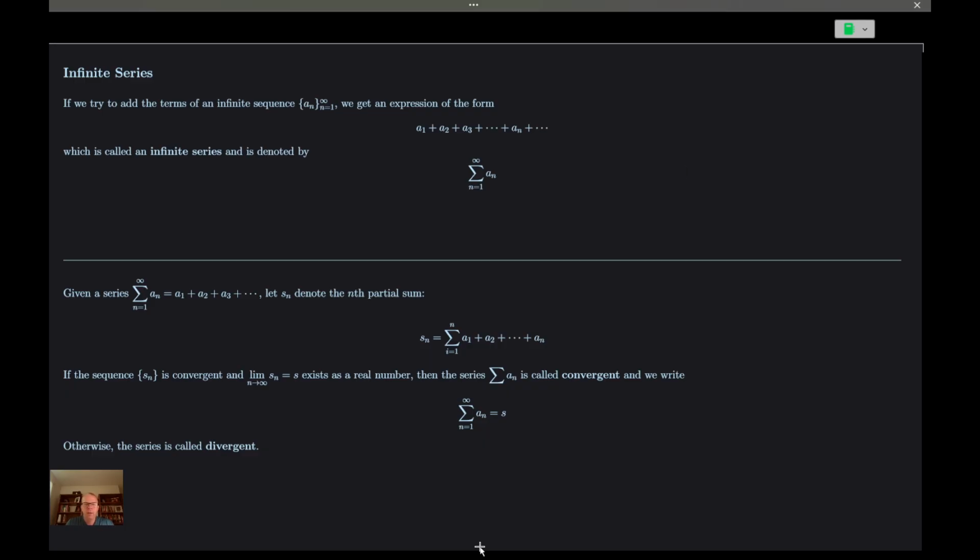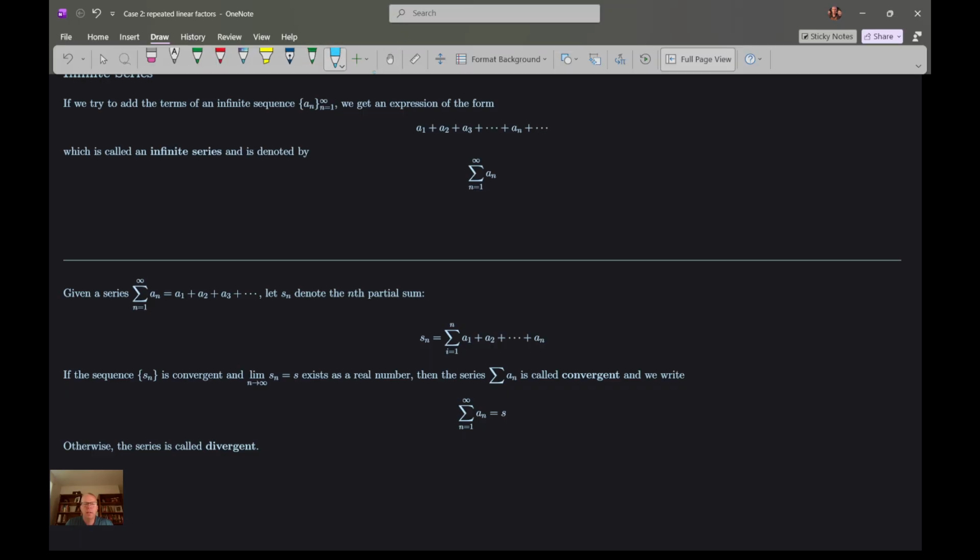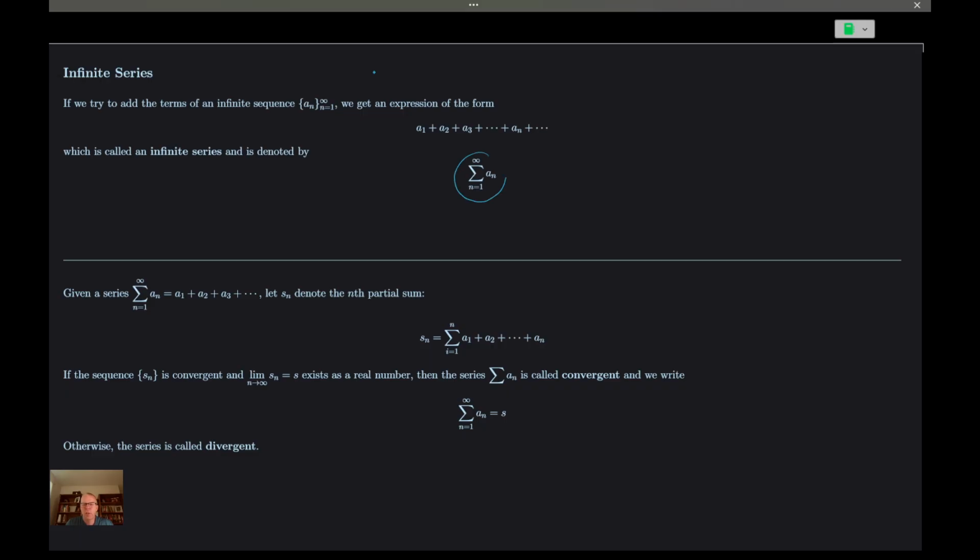So we have this expression a1 plus a2 plus a3. These are the terms of the infinite sequence. We're going to add them all up, and so we can use this notation here. This is the summation notation. The sigma represents sum. We're going to add all the terms from n equals 1 up to infinity.